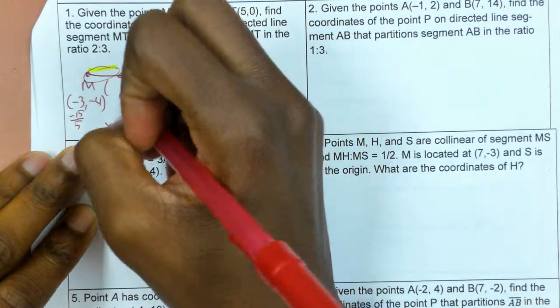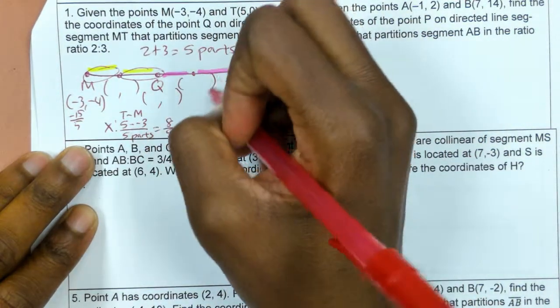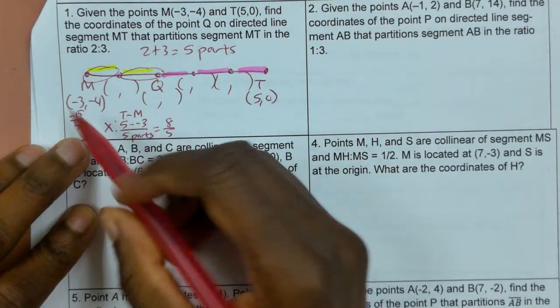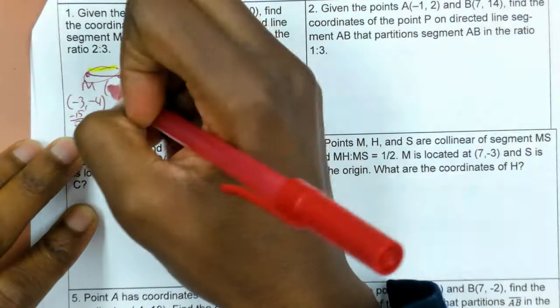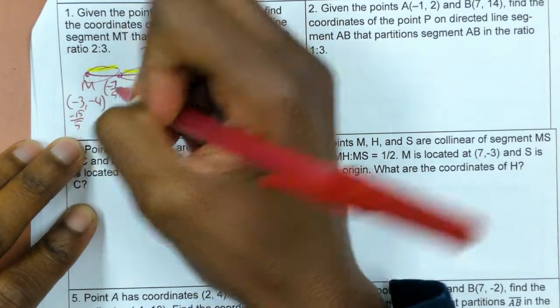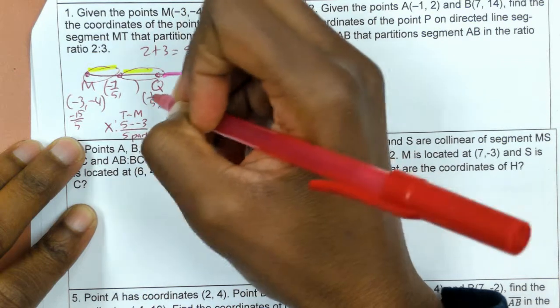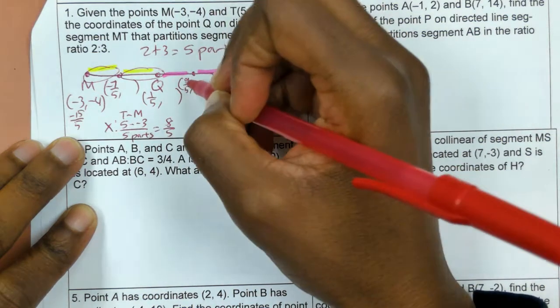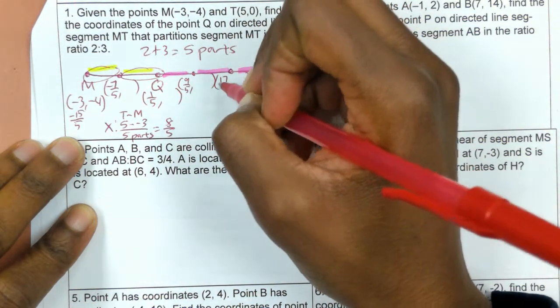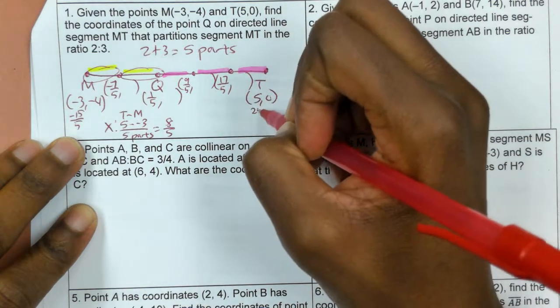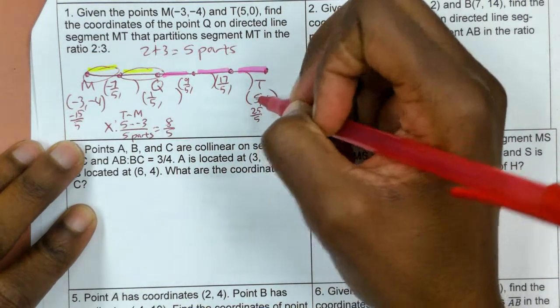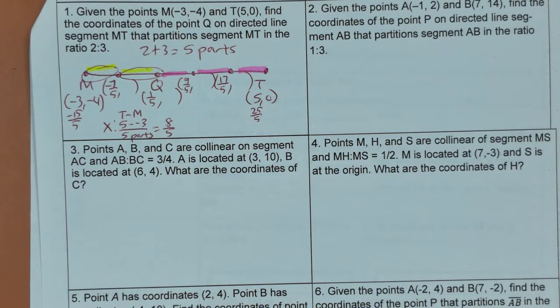So now we're going to be adding 8/5 every single time. So -15 plus 8 is -7. -7 plus 8 is 1. 1 plus 8 is 9. 9 plus 8 is 17. 17 plus 8 is 25, which is equivalent to 5. So we did that right.